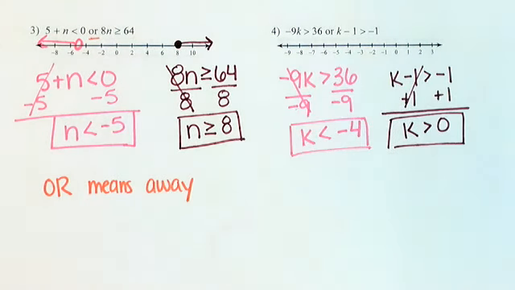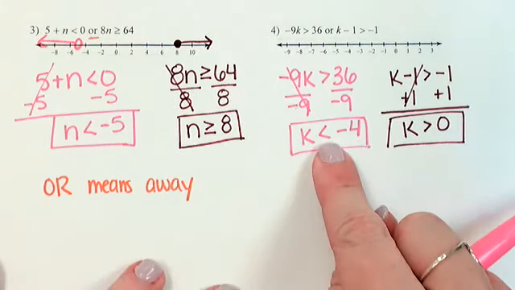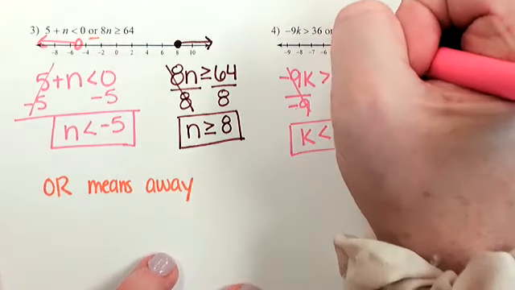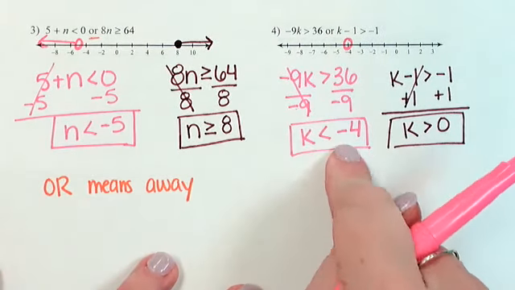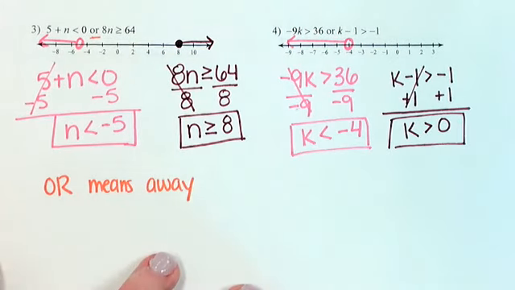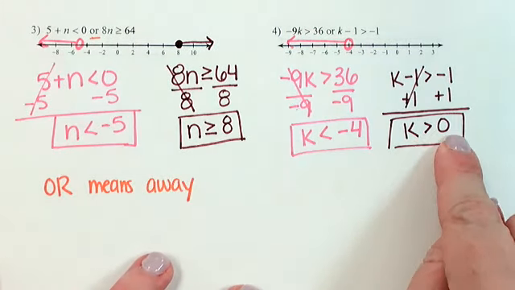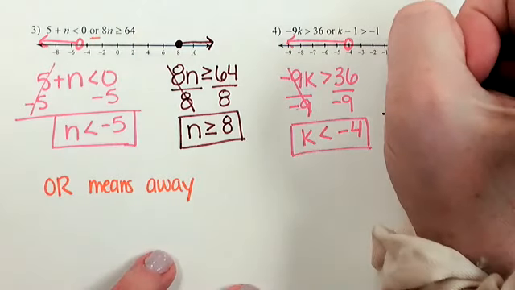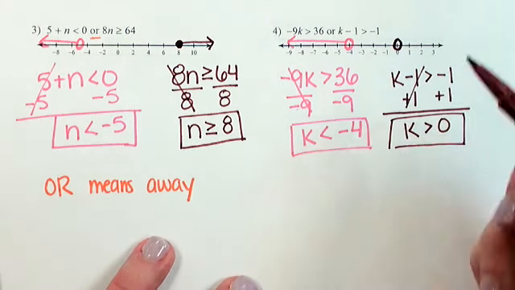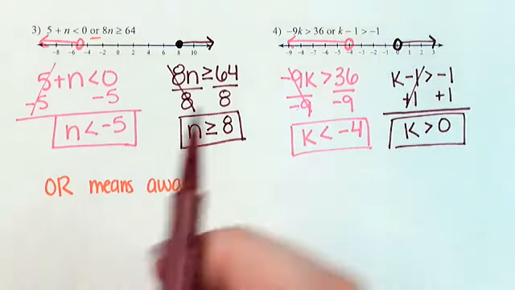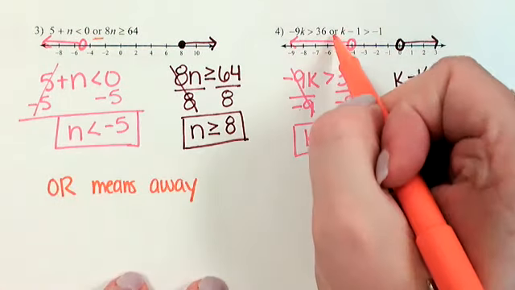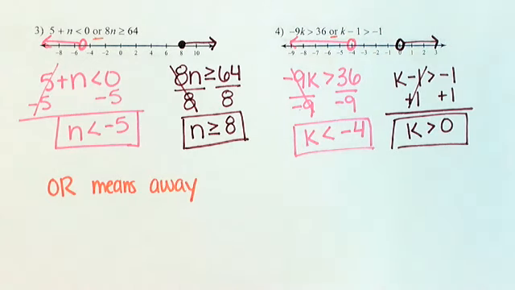So now we're going to graph them. So at negative 4, we're going to have an open circle because there's no line underneath. And this arrow points to the left. So we're going to do our arrow to the left. We're going to have an open circle at 0 because there's no line underneath. And it is going to go to the right because that's the way the arrow is going. Our arrows are going away, and it's an "or."